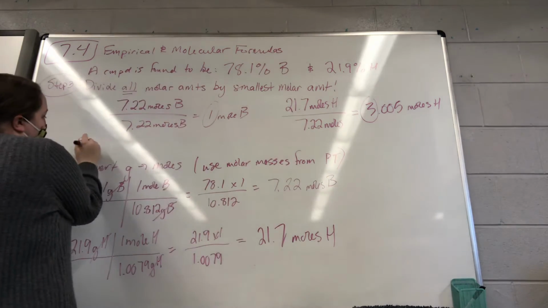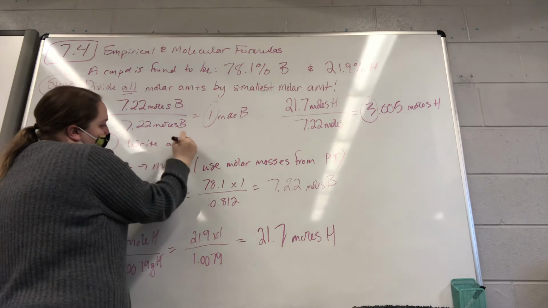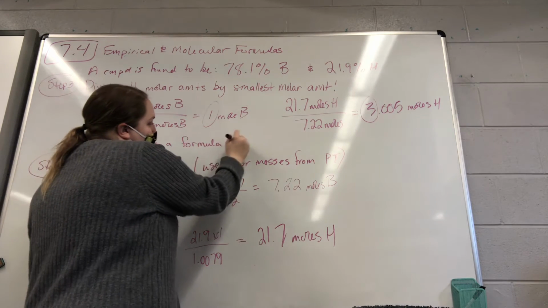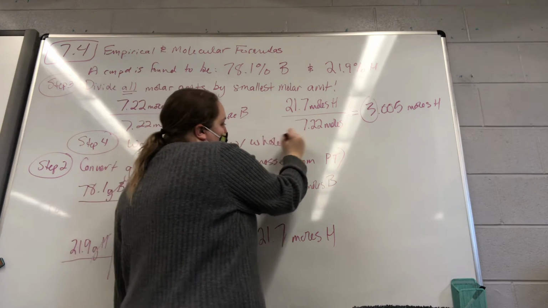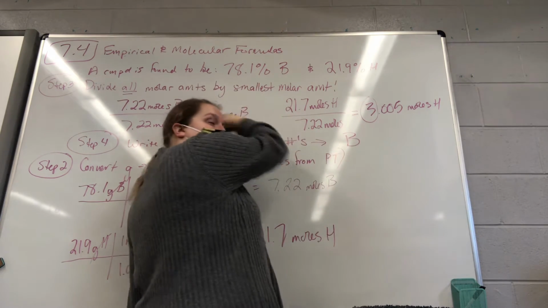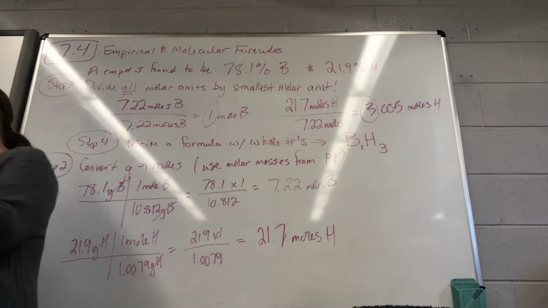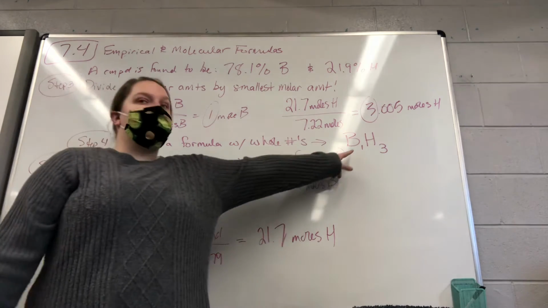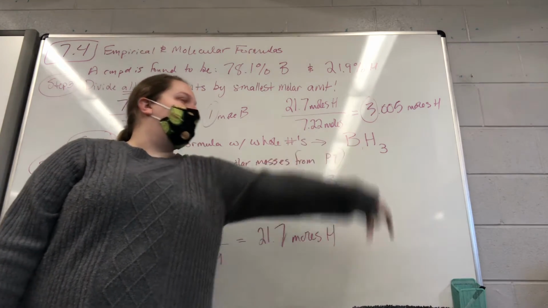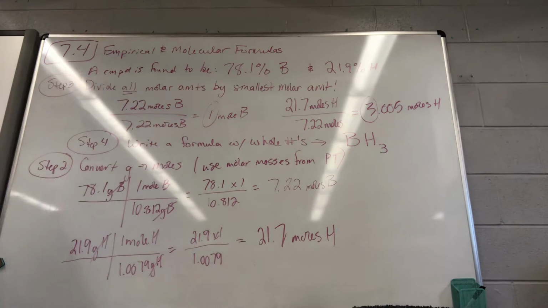So step 4 is to write a formula with whole numbers. And we're going to talk about some of the things that might happen. But for now, we've got a B with 1, and then we've got H, 3. How does that change? Do we ever show ones? No. Okay. So that's the general method for calculating an empirical formula from percentage compositions or mass amounts.